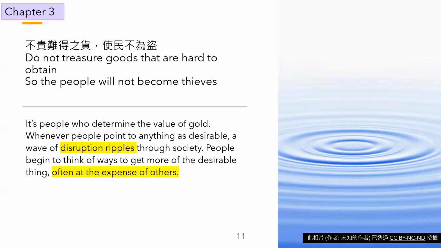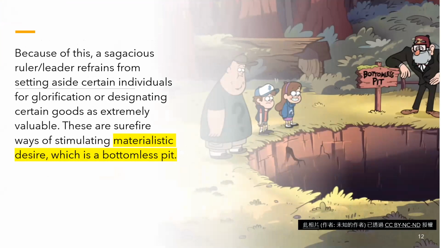And when we want the desirable thing, we will fight for it, even sacrifice other people's benefits. So a sagacious, a virtuous leader would not point to anything as desirable or glorify someone with special treatment, because it will stimulate people's desire for fake reputation and material possessions.